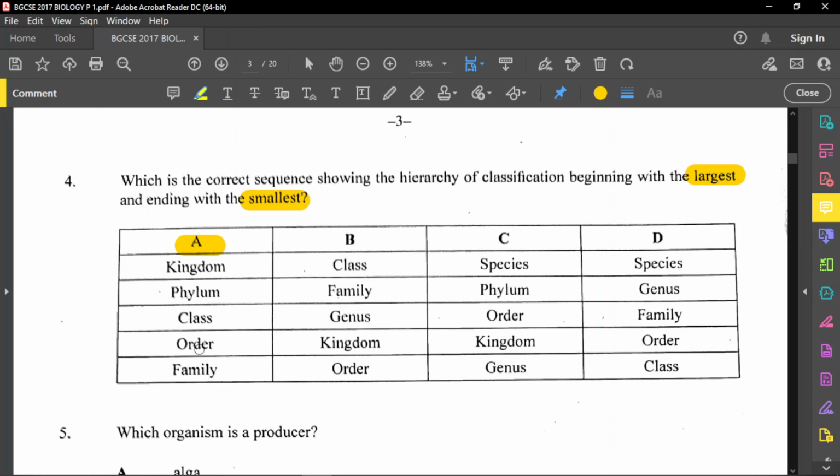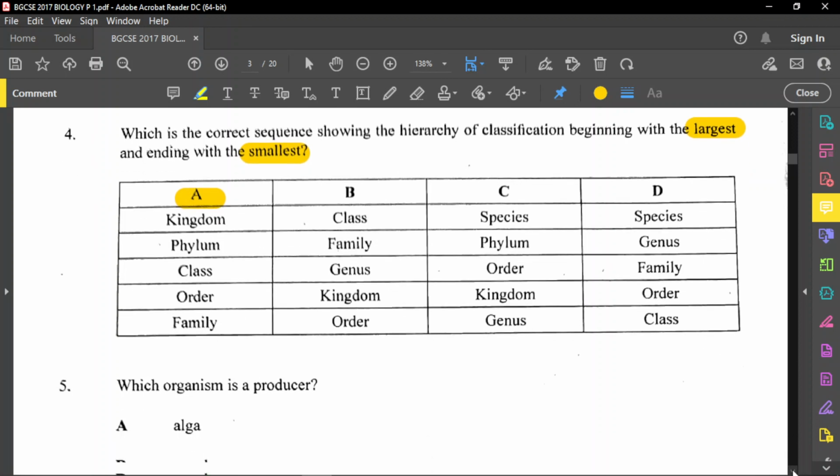In A, however, if you think about the acronym, King Philip Came Over: King for kingdom, Philip for phylum, Came for class, Over for order, From for family, and then we'd have genus and species below this, but genus and species is missing from this one. But it is definitely still the largest to the smallest. All right, so let's go down to the next question.